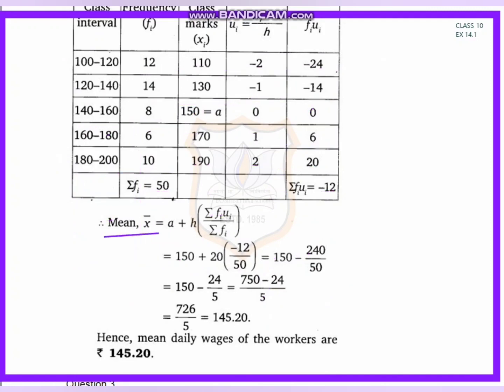Using the formula, mean equals a plus h into sigma fi ui upon sigma fi. Here we know that a is equal to 150, and h is the difference between two terms, meaning the class length. We get the h value equal to 20, and the sum of fi ui is -12. So 150 plus 20 into -12 by 50. By solving this calculation, we get the result equal to 145.20. So the mean wage of the workers is 145.20. You have to solve this question in your notebook.